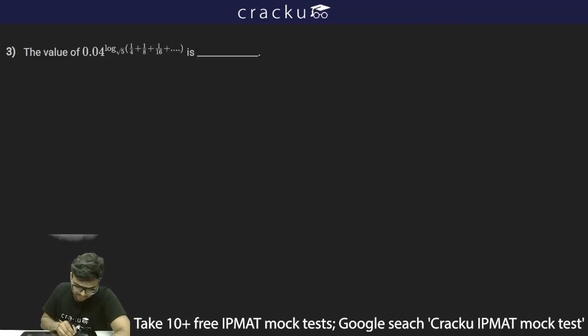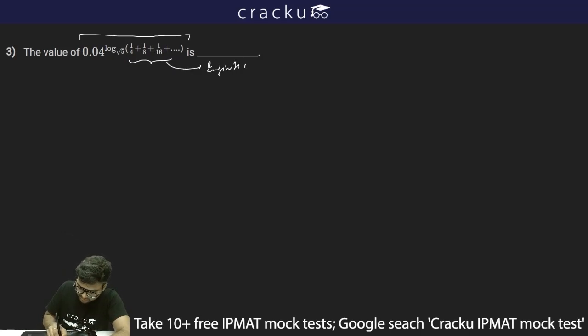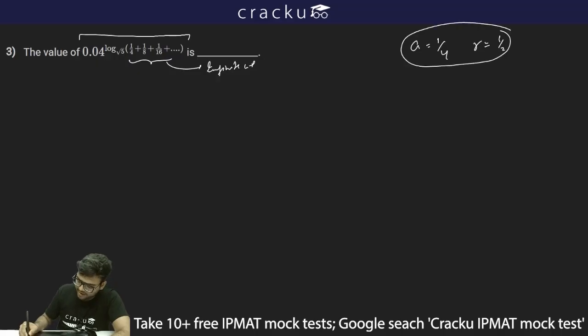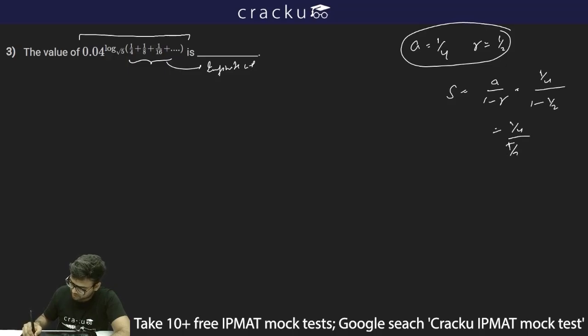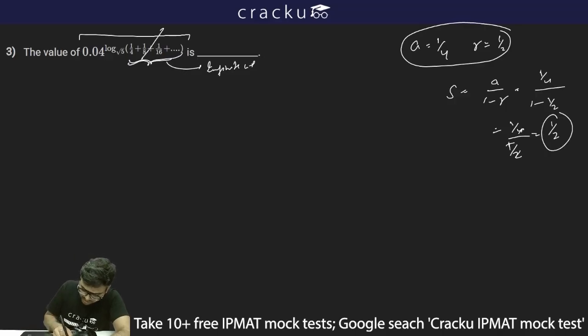The next question is: given the value of 0.04 to the whole power log base root 5 of 1 by 4 plus 1 by 8 plus 1 by 16 up till infinite. So first of all, this is an infinite GP. So I can write A is equal to 1 by 4, and the common ratio is 1 by 2. And the formula for the sum of an infinite GP is A upon 1 minus R. So this is 1 by 4 upon 1 minus 1 by 2. It is equal to 1 by 4 upon 1 by 2, and this will be equal to 1 by 2. So this entire thing can be written as 1 by 2.